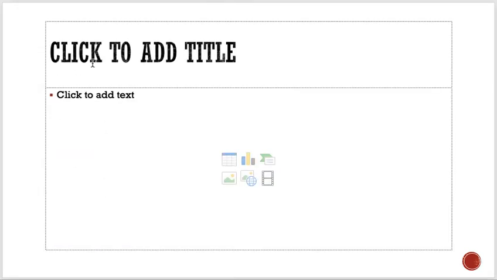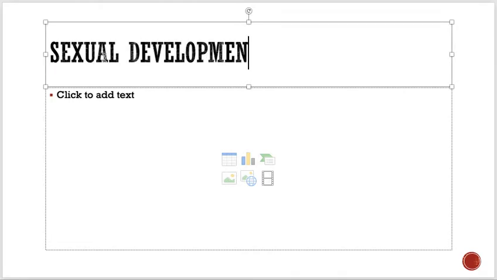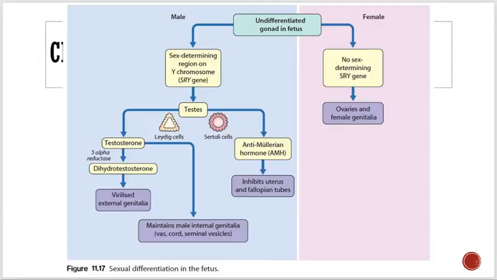Okay. Next is sexual development. Now, in sexual development, guys, first of all, we must know how babies develop their gender. For that, I will show you this. Of course, when there is a fetus, they have gonads, okay, which are undifferentiated.